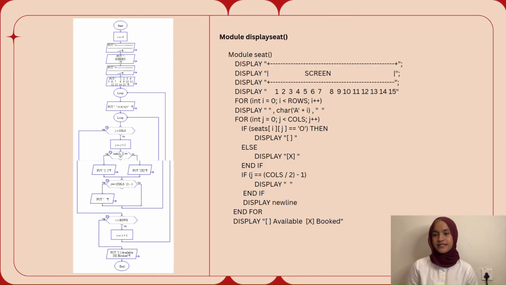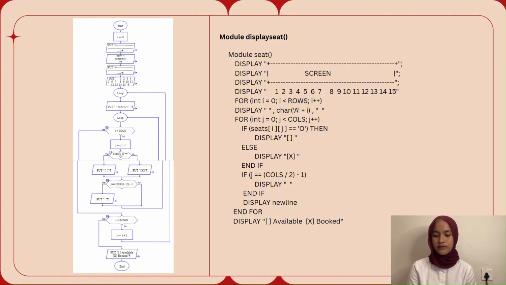For the module display seat, the system starts and sets the row counter to 0. It controls which row is being displayed, and then it has a display screen area which prints the cinema screen at the top. It also helps users know the seat direction, which displays seat numbers 1 to 15 to represent the columns. It also uses a loop to display each row.